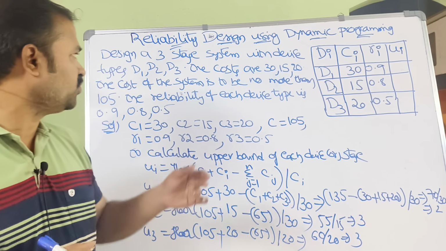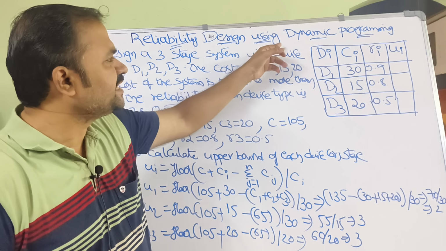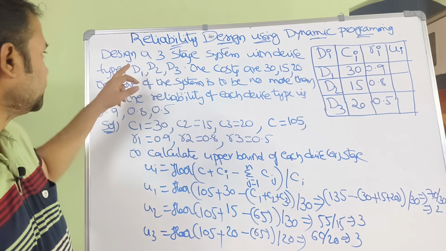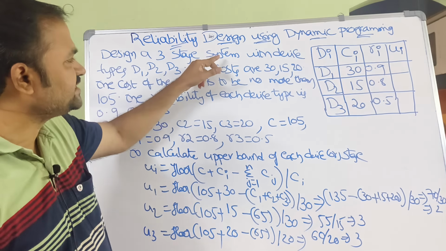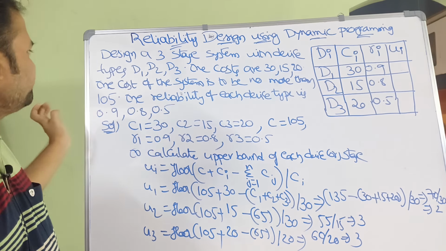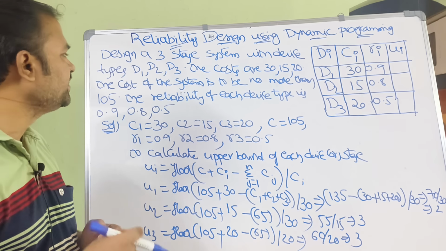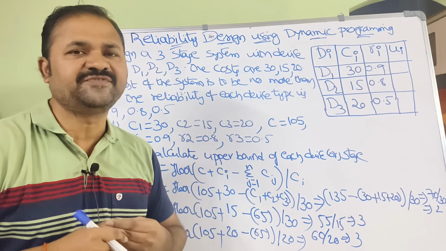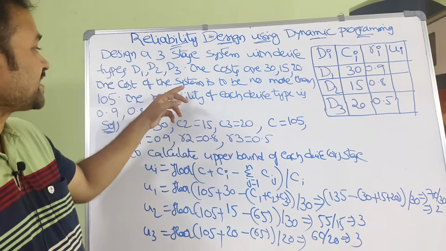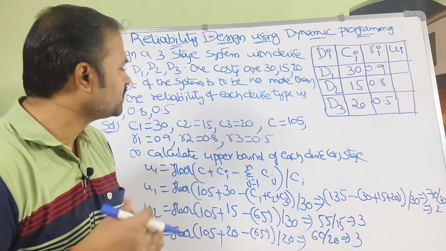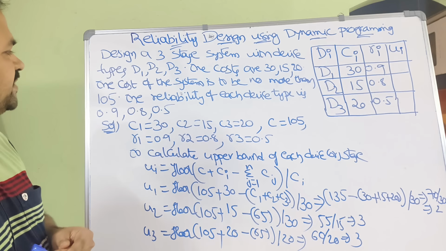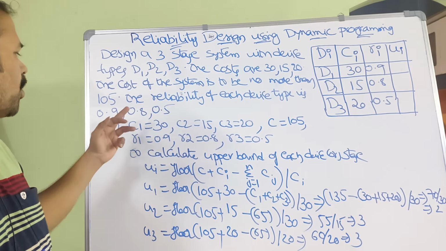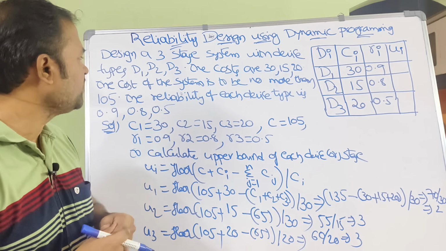Let us discuss reliability design using dynamic programming. Let us solve this problem. Design a three-stage system with device types D1, D2, D3. The costs are 30, 15, 20. The cost of the system is to be no more than 105.